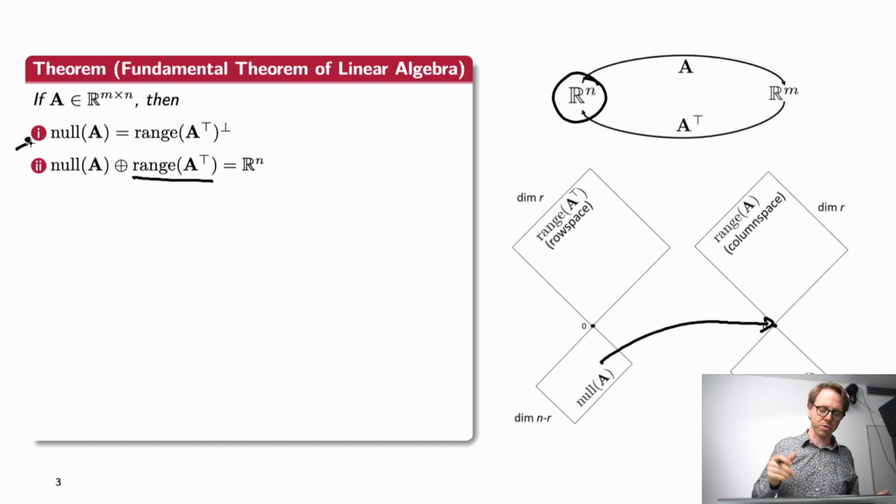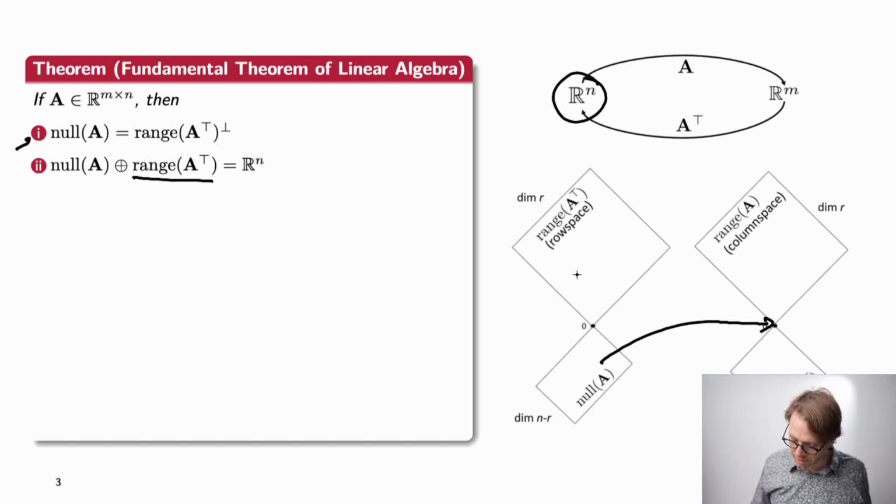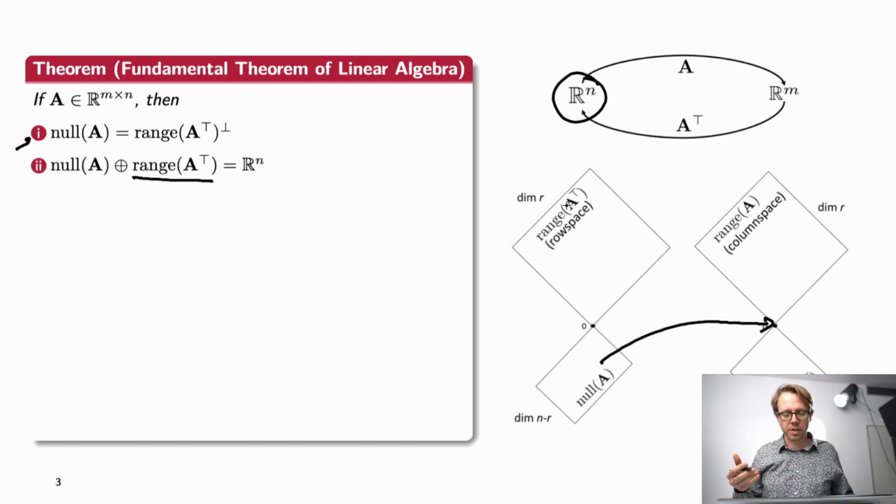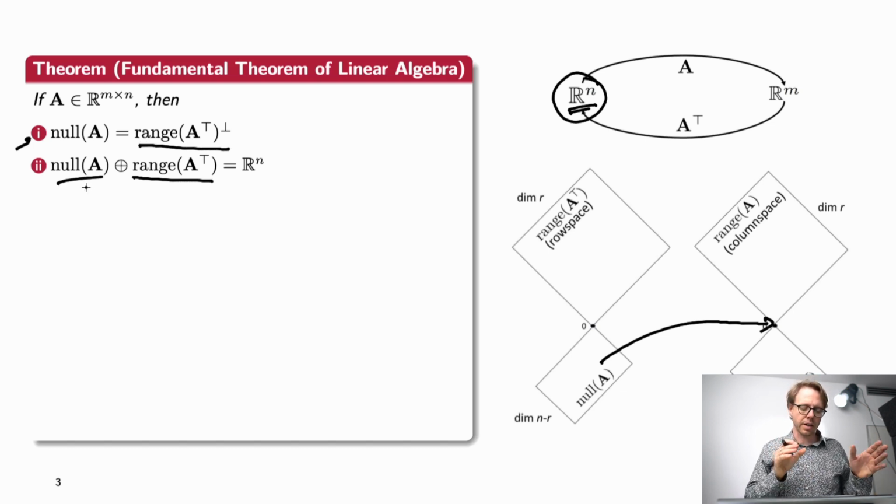So assuming that 1 is true, then this part is pretty clear, because both the null space of A and the range of A transpose are subspaces of Rn. And the range of A transpose is the orthogonal complement to the null space of A. And we know that if we take one subspace and perform the Cartesian product with the orthogonal complement of this subspace, then we get the whole vector space back.